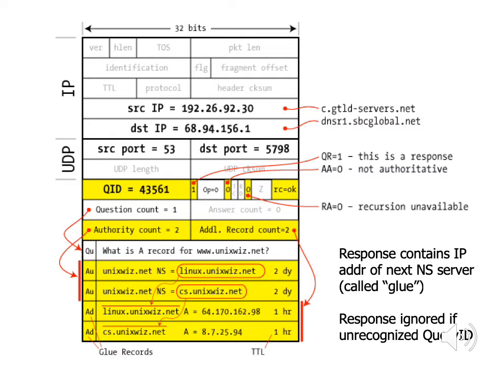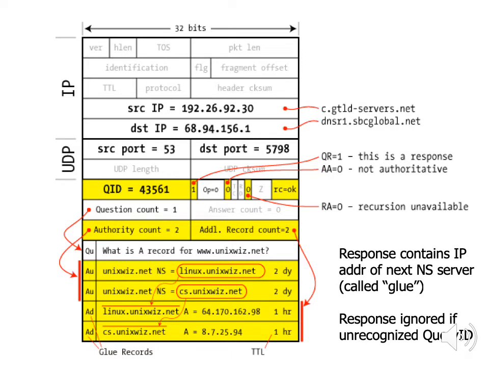So here QR equals 1 that says it's a response, but it's not authoritative because we're not actually returning an address that we have the authoritative answer for. And we're saying recursion is unavailable. Even if you wanted it, the top level domain servers don't do recursion. So there was one question, but we have 0 answers that we're replying with. So instead, what the top level does is it provides referrals. So it provides 2 authorities, and it says that we have 2 additional records here.